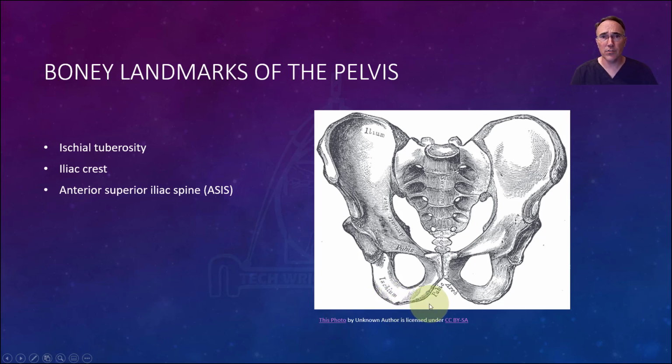These are the bones that when you go to a baseball game and you're sitting on a hard bleacher, these are the ones that get sore at the end of the evening. So this is your bones that you sit on, basically, your ischial tuberosities.